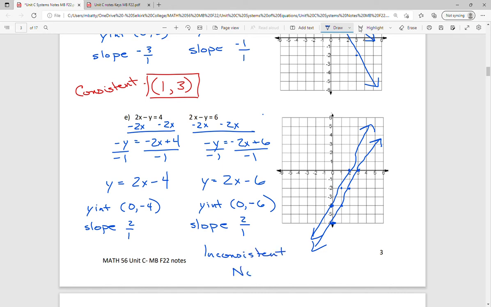And really, there is no solution, right? That would be my answer, because that's what happens in an inconsistent system.